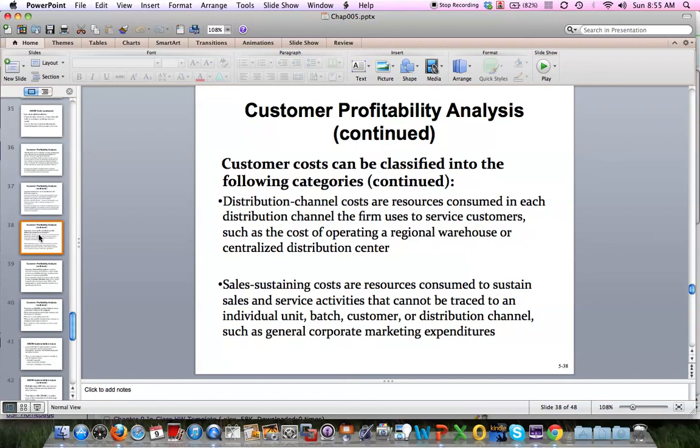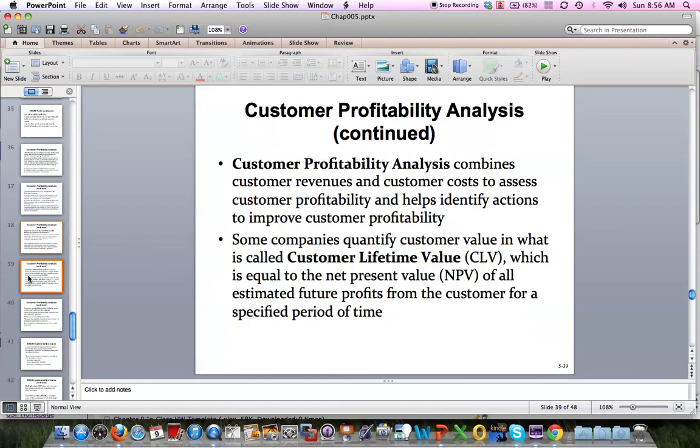So distribution: what does it cost to deliver our product to our customer? Sales: what does it take to market or sell to our customer? So pretty big categories there.